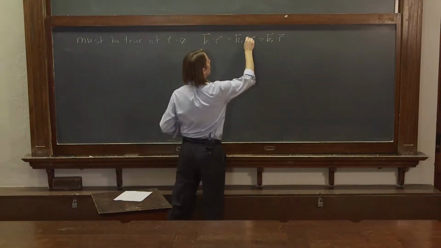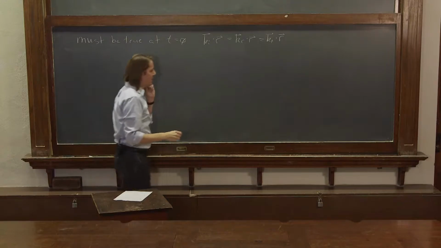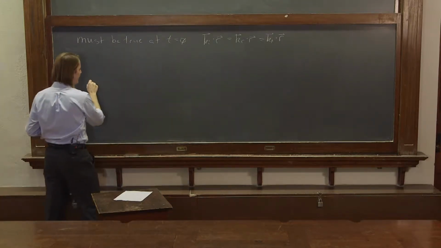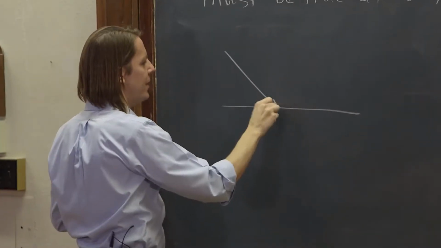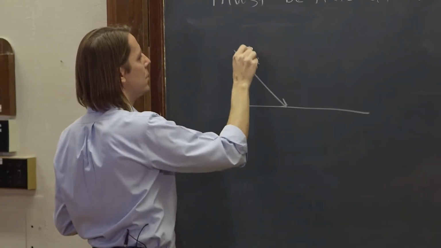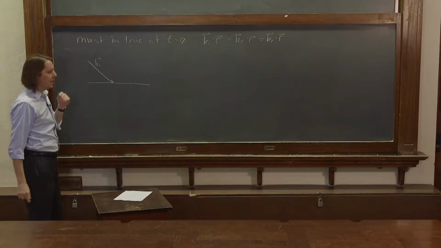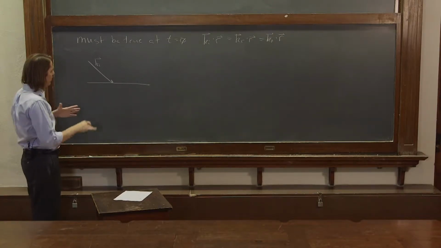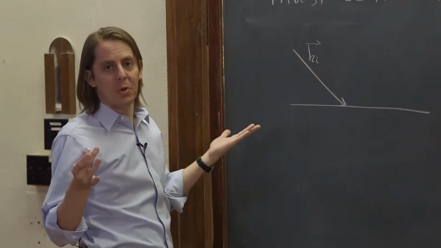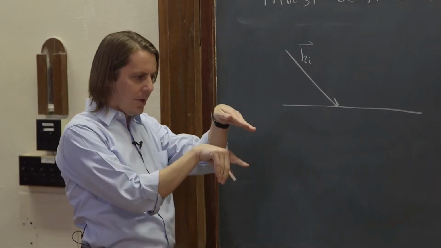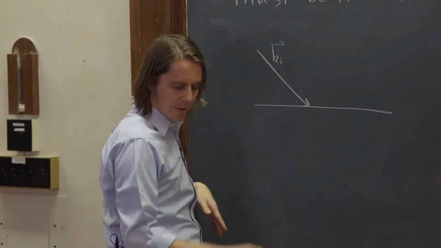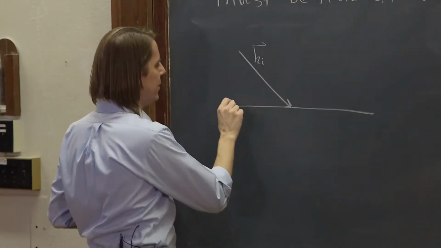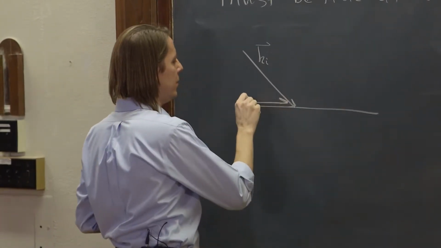Now what can we draw from this? Well, think about the interface like this and imagine you have an incident wave vector ki coming in. And then let's define an r. We can really put the origin wherever we want. So let's have the r in the plane and right underneath ki. So let's put r down here, right along the surface.